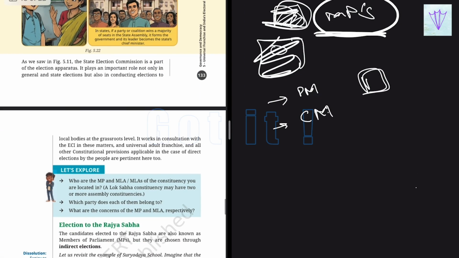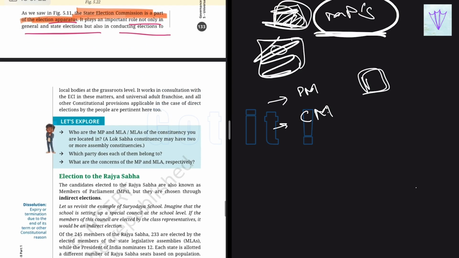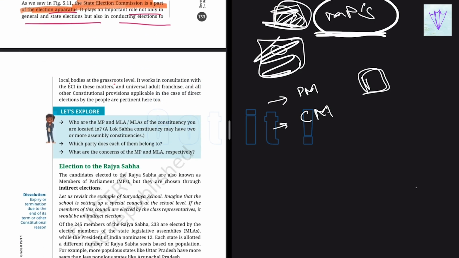So as we saw, the State Election Commission is a part of the election apparatus, and it plays an important role not only in general and state elections but also in conducting elections in the local bodies at the grassroots levels. So it works in consultation with the Election Commission of India in these matters, and the Universal Adult Franchise and also other constitutional provisions applicable in the case of direct elections by the people are pertinent here too.